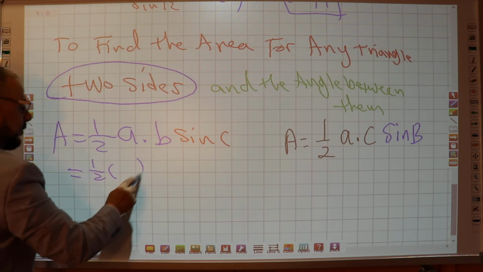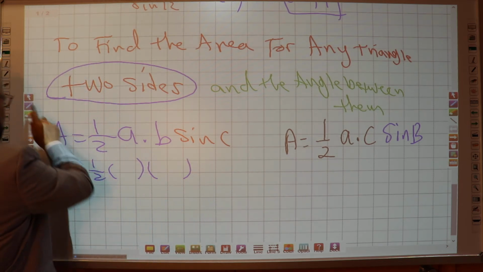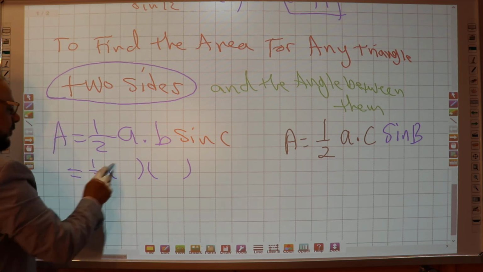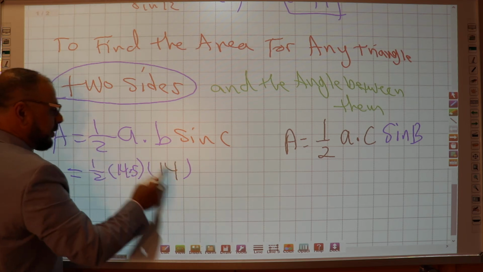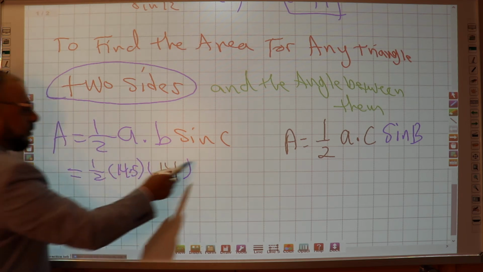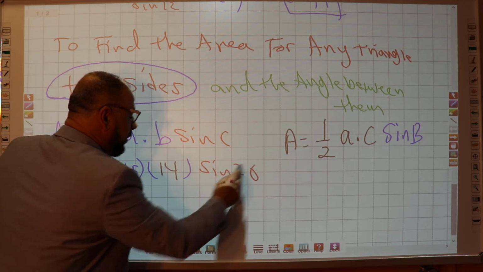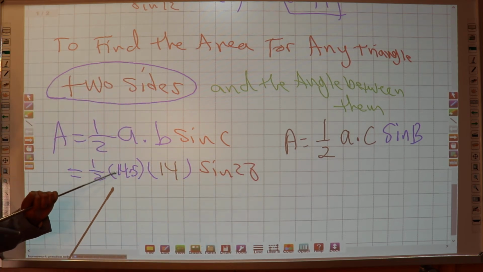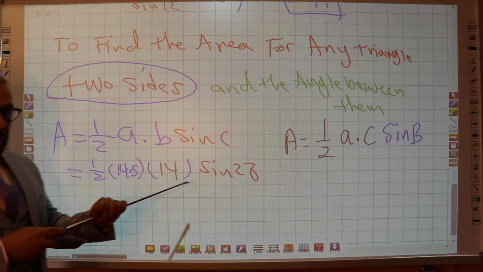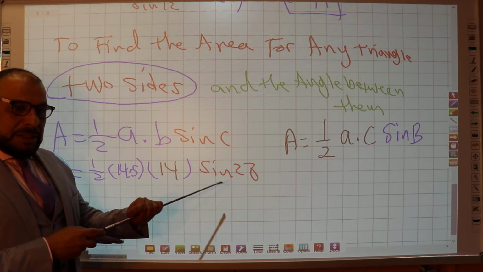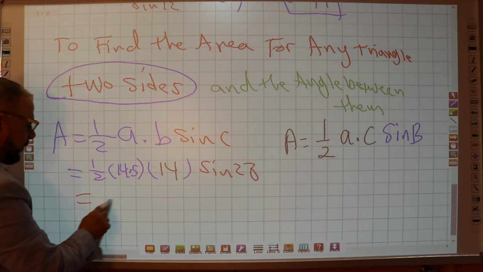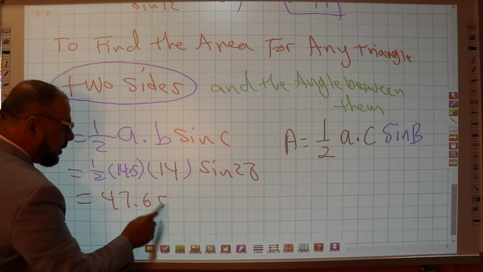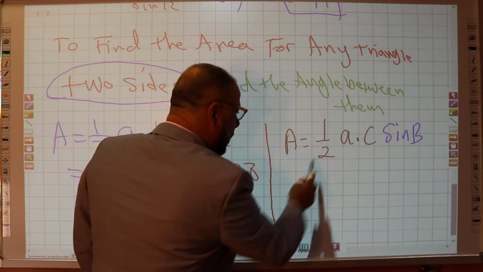14.5 and 14, sine 28. Can you do it for me? Look, you leave the half to the end. Multiply 14.5 times 14 times sine 28, then divide the result by 2. 47.65. Because we round, let us try the other way here.